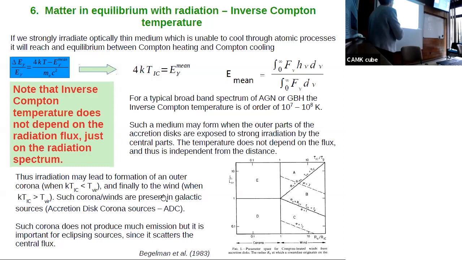Such a corona and wind is certainly present in the outer parts of the galactic sources. If you see eclipsing sources and want to explain them, you need to include this corona, which is inverse Compton heated. It does not contribute much to the spectrum because it forms very far away and contains almost negligible energy. But this corona scatters the central radiation, so if you have an eclipse, because of the presence of the corona you see scattered emission, which otherwise you wouldn't see. In the case of AGN, it's not really obvious if this corona-wind transition applies anywhere. On the other hand, the medium between the broad line region clouds is more or less at the inverse Compton temperature.